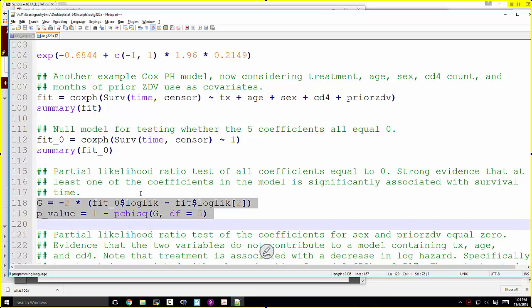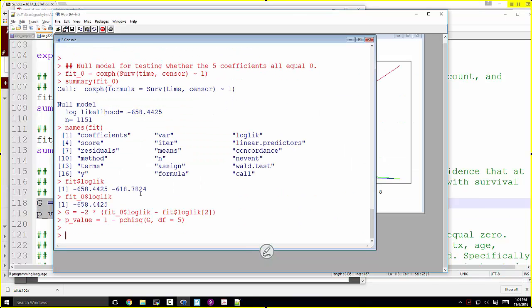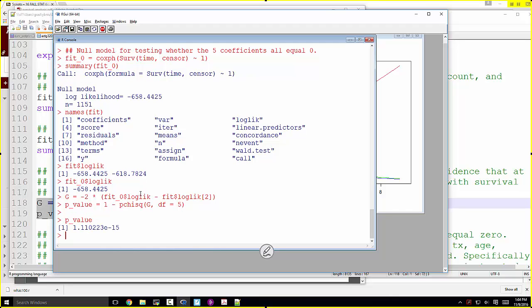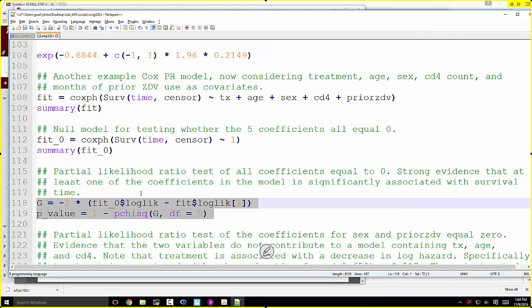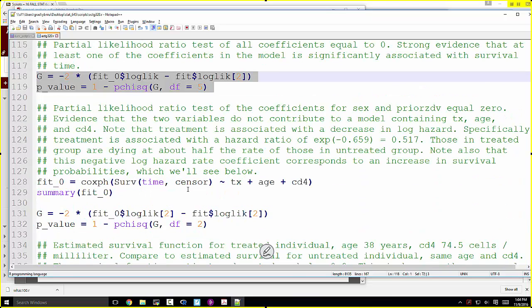Okay, and then the p-value, like we've done before with likelihood ratios, we compare that -2 times the log likelihood ratio to a chi-square with degrees of freedom equal to the number of coefficients that have been pulled out of the model. In this case, that would be 5, because we started with 5 covariates and compared it to the model with none. The p-value is probably 0, essentially. So that's an illustration of doing likelihood ratio tests.